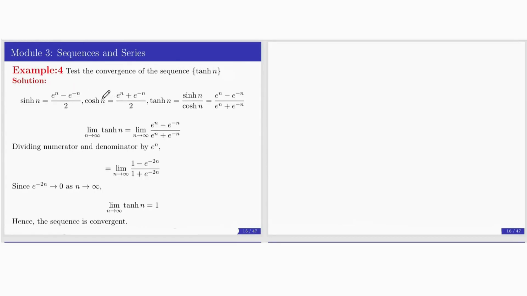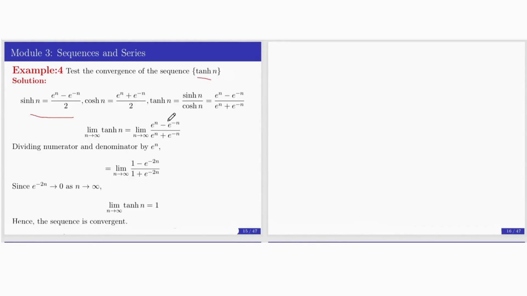Example number 4: test the convergence of the sequence tan hyperbolic n. Again, in this sequence, n varies from 1 to infinity. Now we need to check the convergence of this hyperbolic sequence. For this we are required to memorize a few hyperbolic formulas. First one: sine hyperbolic n is e raised to n minus e raised to minus n, upon 2. Cos hyperbolic n is equal to e raised to n plus e raised to minus n, upon 2.